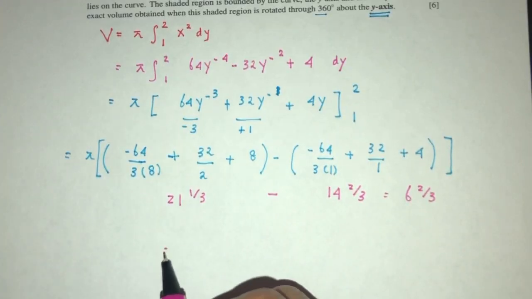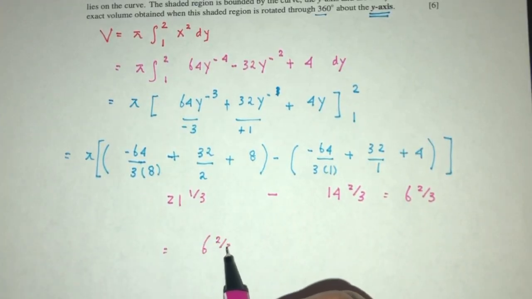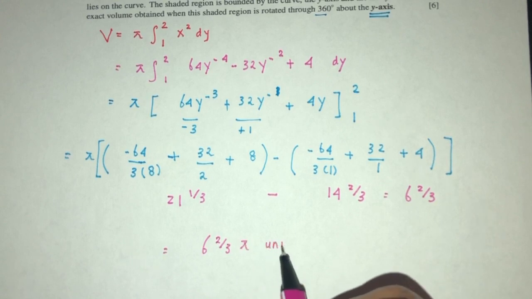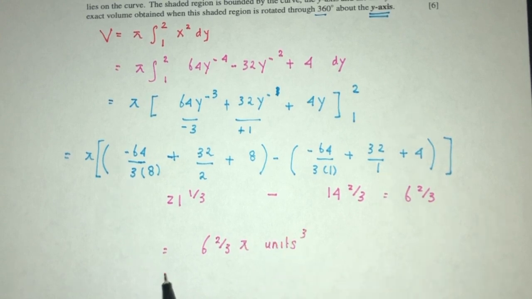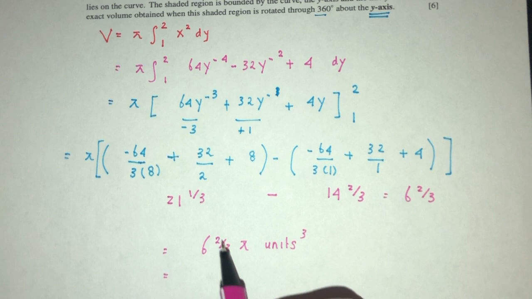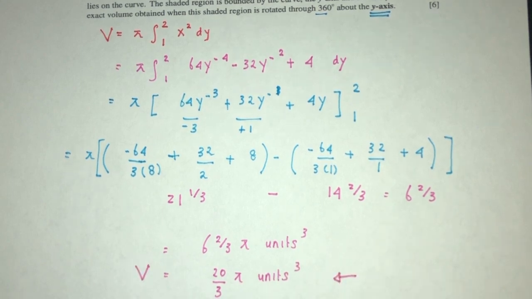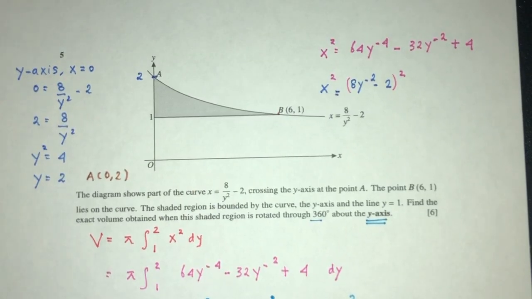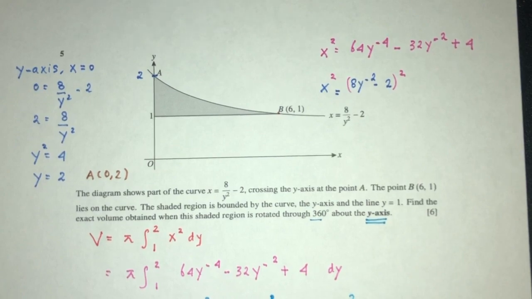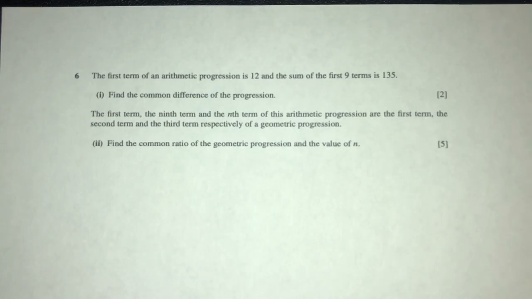Okay, so your answer will be, the volume is 6 2/3 pi units cube, or we can simplify. 6 times 3 is 18 plus 2 is 20. 20 over 3 pi units cube. That will be your volume for this when we have a rotation about the y-axis. Now let's move on to the next question.